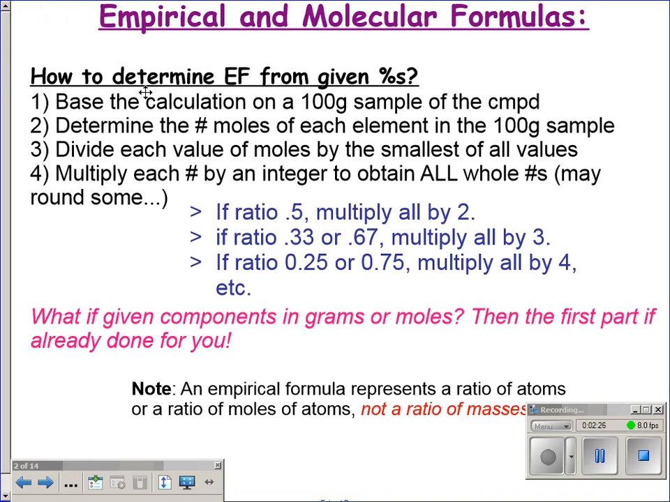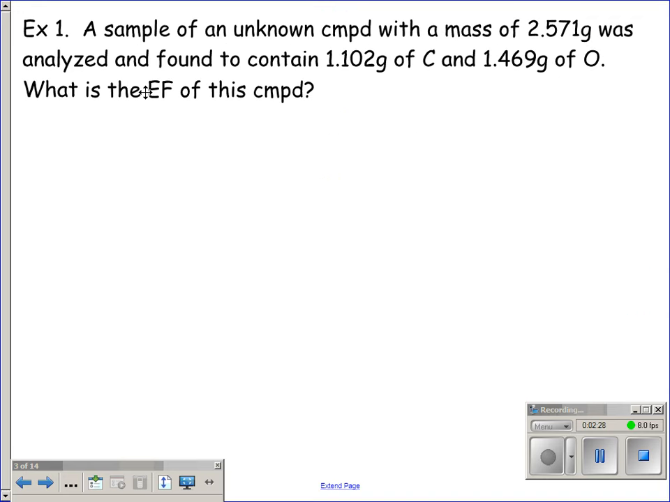I just want to leave that there in case people were writing down the multipliers here. Okay, so a sample of an unknown compound with a mass of 2.571 grams was analyzed and found to contain that much carbon and that much oxygen. What are the two components of the compound? Carbon and oxygen. So this one is actually given to you in grams, not in percent, which makes it a little easier. That first step's already been accomplished for you.